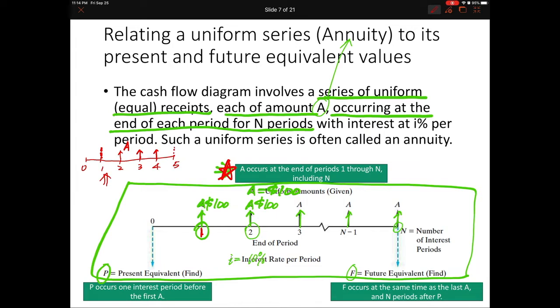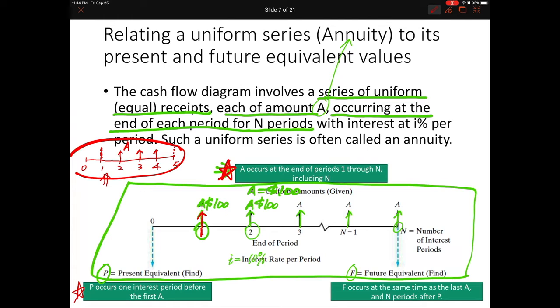Otherwise, it's another different problem, okay? So be careful about this thing. And always check on the cash flow diagram if you have that annuity at the beginning. I mean, at the end of the first month. Okay.